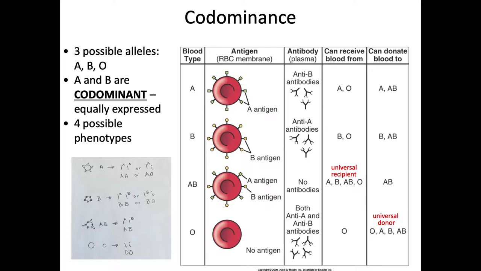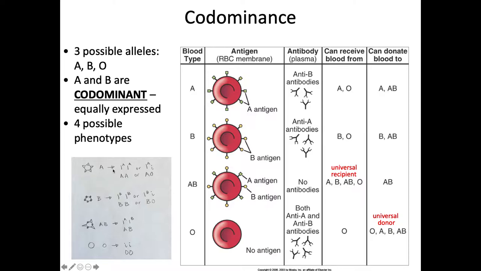Another type of inheritance is called codominance. And a really good example of codominance is your blood cells, what type of blood you have. So for blood, there's three possible alleles. I know we've been just talking about two alleles, but sometimes for certain genes, there's three possible alleles. So your blood type is based on what type of carbohydrate is on the surface of your red blood cells. So for type A people, they have the carbohydrate A around their red blood cells. So these are type A.